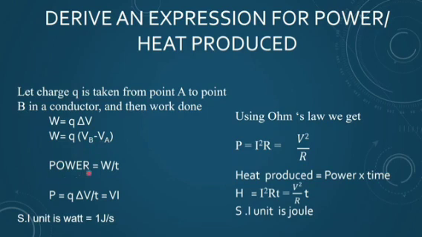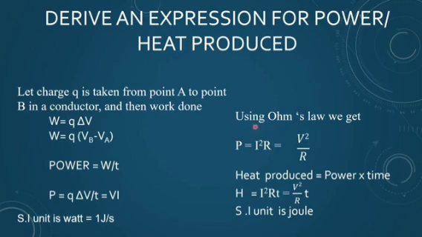And what is power? Power is the rate of doing work, which means work done divided by the time taken. If I put in the work done, Q delta V upon t, then Q upon t, the charge flowing per unit time, is the current. So I can write it as VI, where V is the potential difference and I is the current flowing. In general we write P equals VI, and of course the unit of power is watt, and 1 watt equals 1 joule per second. For bigger units we may use kilowatt as per requirement.